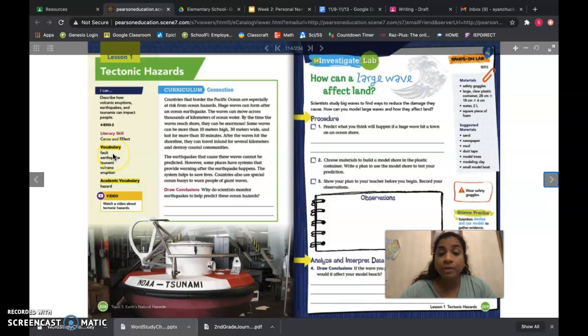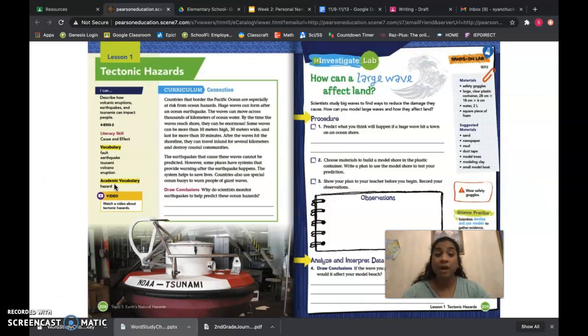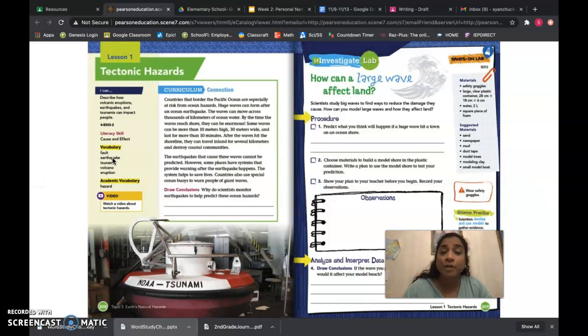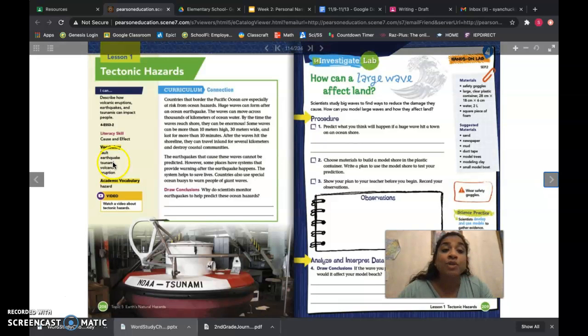Some of the vocabulary words that you should have done cards for already are fault, earthquake, tsunami, volcano, eruption, and hazard. I know that we've done a lot of work on tectonic plates and talking about those. We also probably have heard a lot about earthquakes because that has to do with tectonic plates. Faults because that has to do with tectonic plates. Tsunamis, volcanoes, eruptions. Those are words you probably already know, but we're going to talk a little bit more about that, okay?